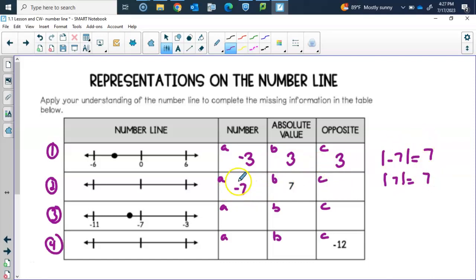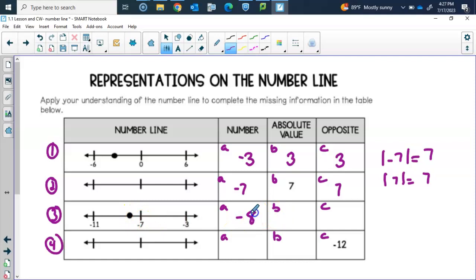Now, use what I got. A, the number is -7. What is the opposite of -7? Go. There, you should have had 7. All right. This one, here's the dot. What is that number? Go.